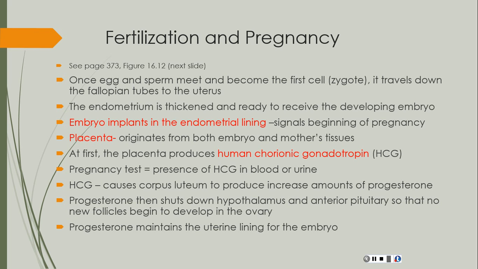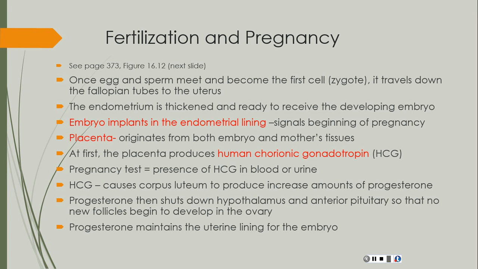It moves to the uterus once it becomes a zygote. The endometrium obviously is thickened and ready to receive a zygote that's about to develop into an embryo. Those first cells, the embryo, implant itself into the endometrial lining, and that gets its nutrients, it signals the beginning of pregnancy. It also starts the development of the placenta. And by the way, the placenta originates from both the embryo tissue and the mother's tissue.